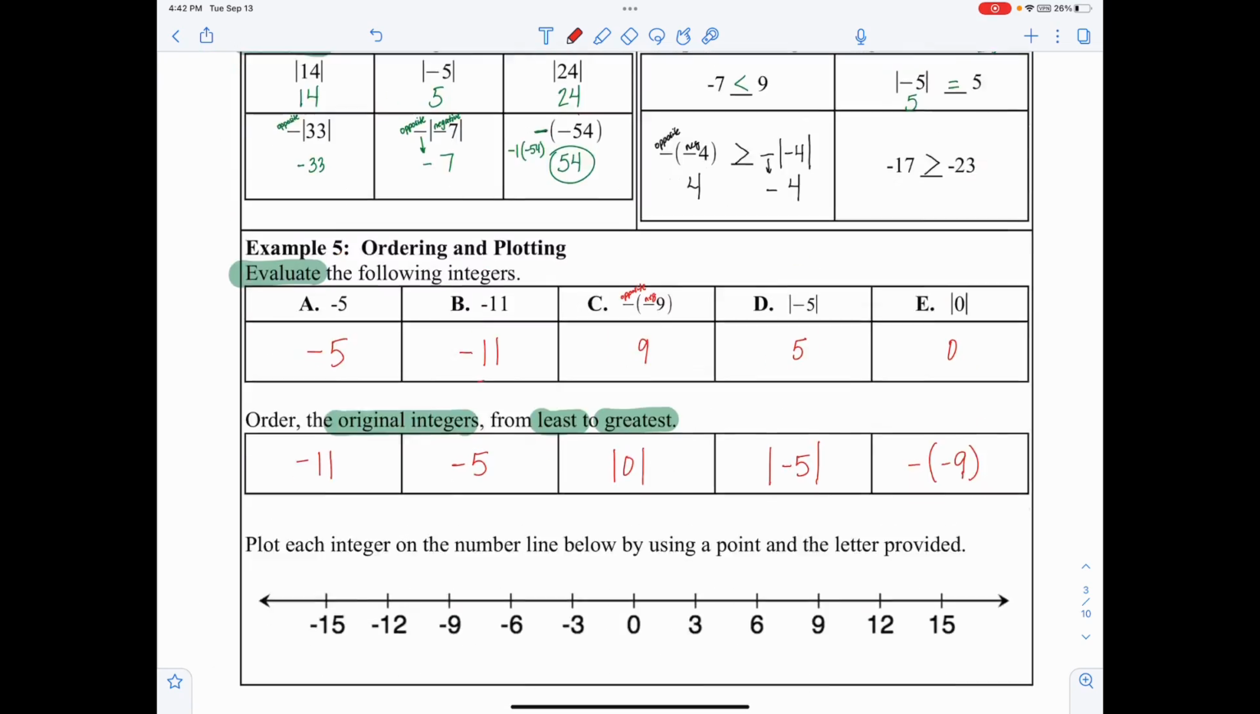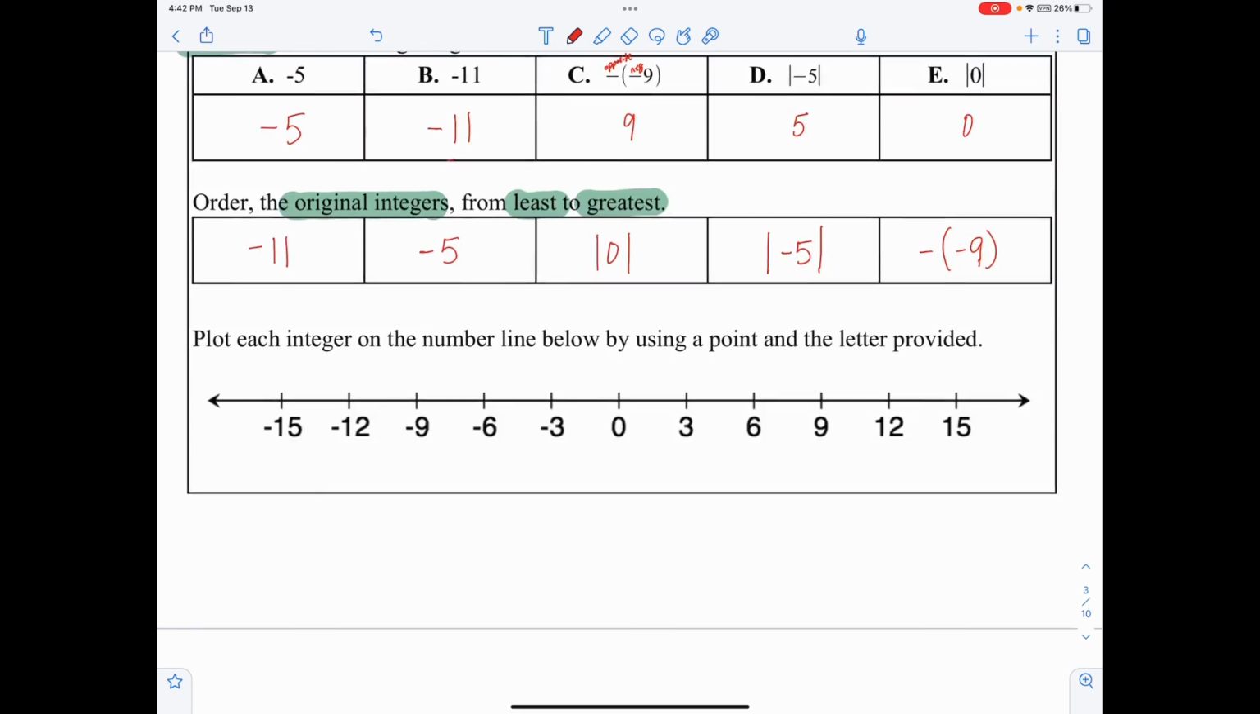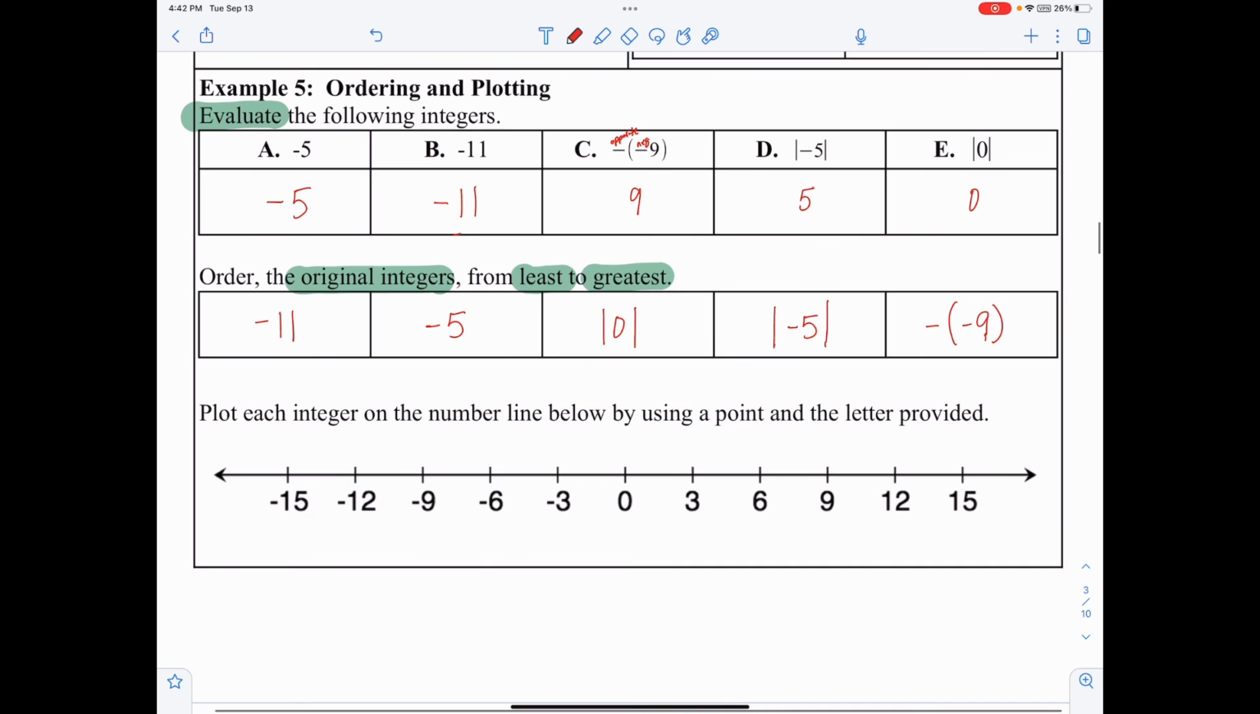All right, and then we have to do our final thing, which is plot each integer on the number line below by using a point and the letter provided. So again, I'm going to go back up to here to help me see my order, just to make things easier. But again, I have to then look at the number that goes with it. So let's go ahead and start from least to greatest here. Or I guess it doesn't really matter. I can just go ahead and order with this.